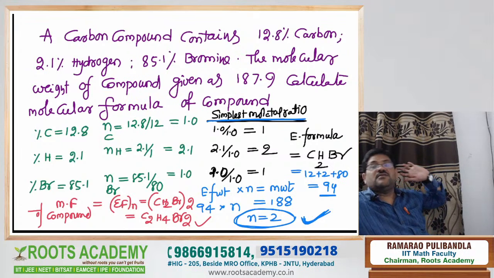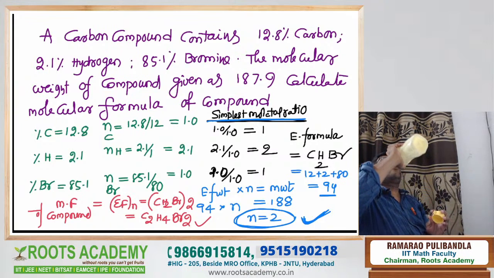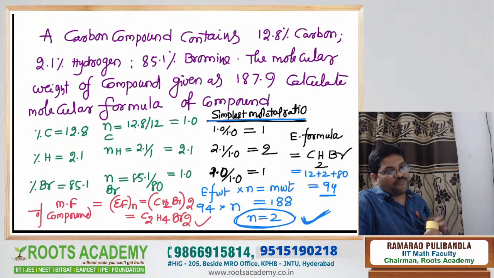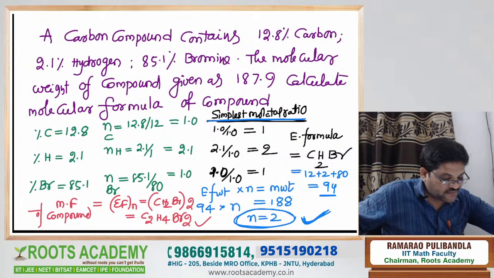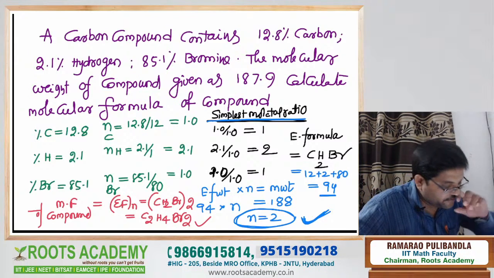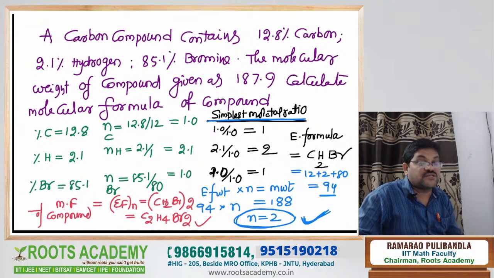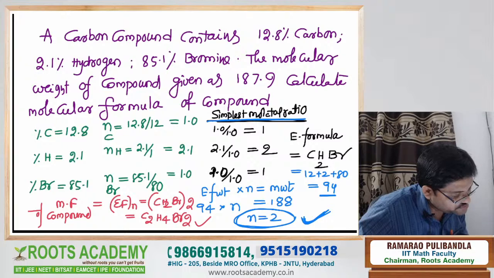Simple logic, Nana. So the molecular formula of the compound is equal to what you write? Empirical formula whole N. Therefore, CH2Br whole N. Then the N value is 2. Therefore, C2H4Br2. So it is a simple logical question. Definitely you get the 4 marks question. Earlier these questions were there in the previous papers. Easy concept, no confusion.